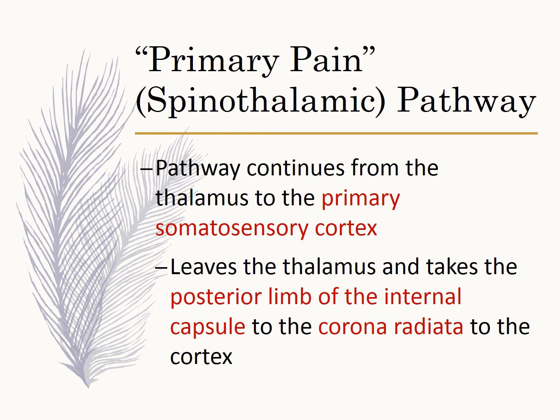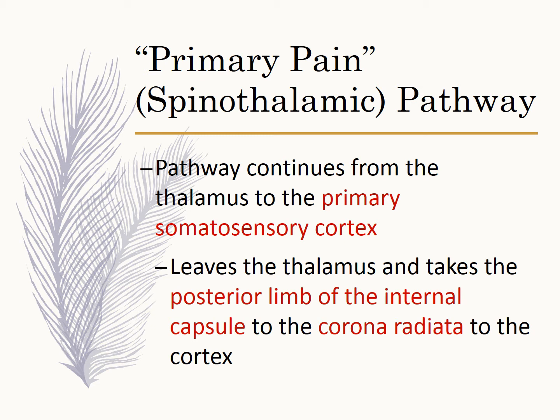Once the spinothalamic tract terminates on neurons in the ventral posterolateral nucleus of the thalamus, the next neuron continues from the thalamus to the primary somatosensory cortex. These neurons leave the thalamus and take the posterior limb of the internal capsule to the corona radiata to the cortex. You'll recall that a capsule is an area where there are going to be multiple tracts running through it.